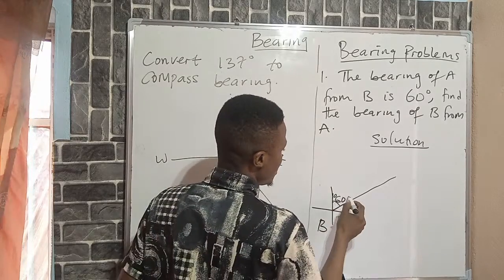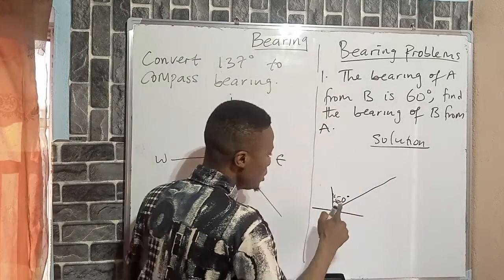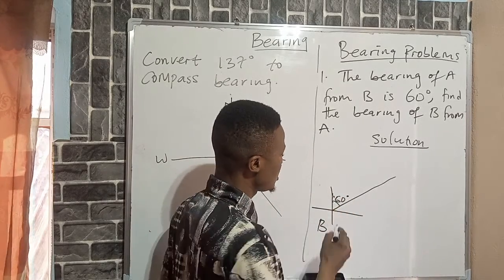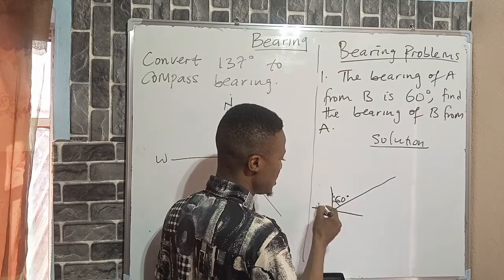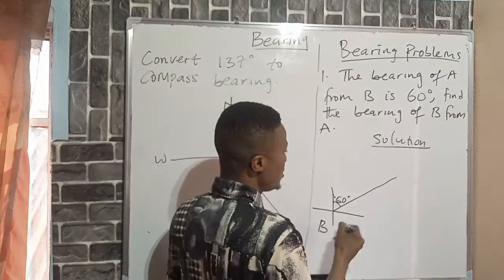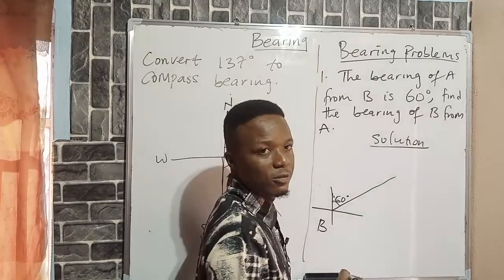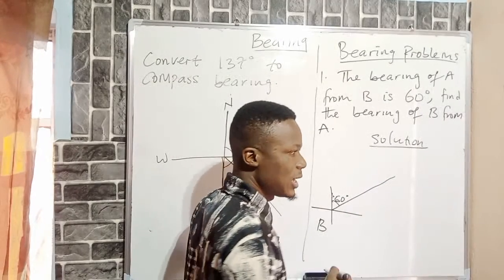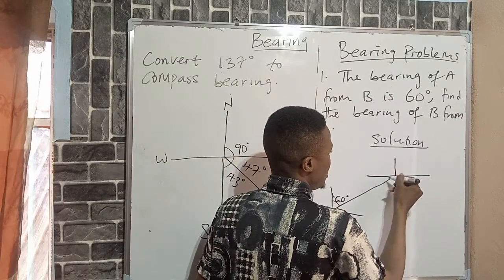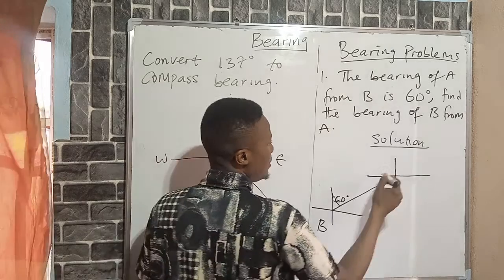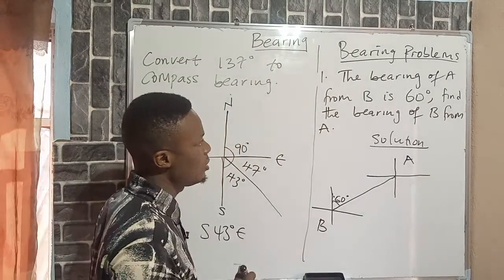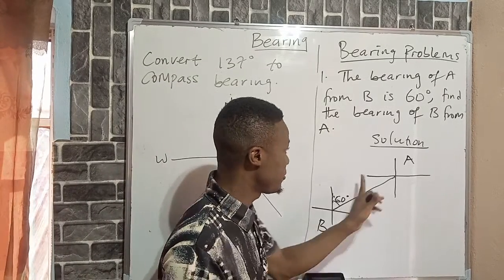Remember, having known that here is 60 degrees, every quadrant is 90, 90, 90, 90. So 60 is not up to 90, so it's in the first quadrant. So here is B. If you are tired of drawing, the length of the line does not matter. You stop and put another cross, the cardinal point again, and label it A. Then the question now wants you to get the bearing of B from A.